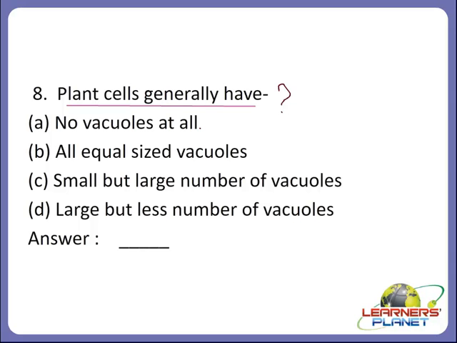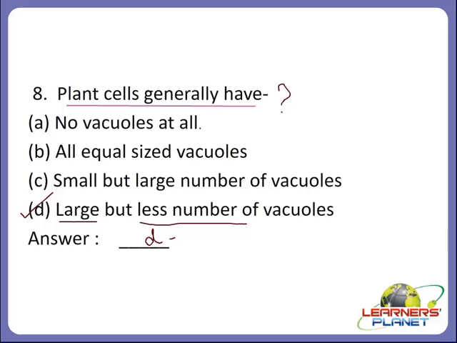The fact is that plant cells contain large vacuoles. These vacuoles occupy more than 60 to 80% of the cellular space or the cytoplasm. And of course, when they occupy this much space inside, the scope for a large number of vacuoles is not possible. So they contain large vacuoles and they are few in number. So what is the right answer for this question? It is option D, that they have large but few vacuoles.